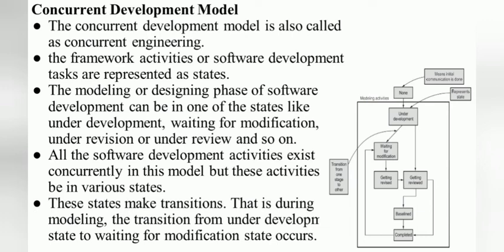This model basically defines the series of events due to which the transitions from one state to another state occur. This is called triggering. These series of events occur for every software development activity, action or task. This model defines various activities that occur concurrently and a network of activities is defined.